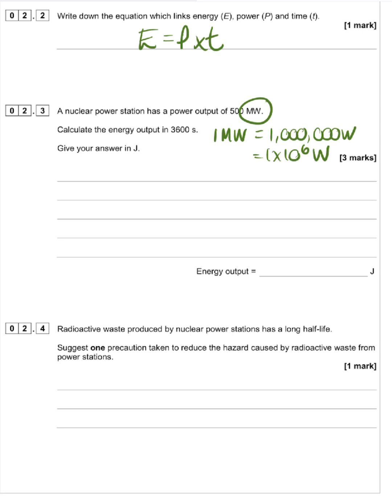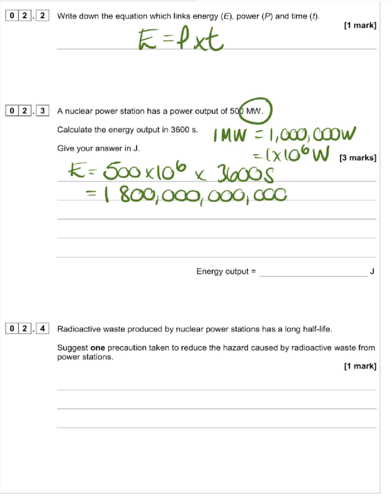So if we then plug those values in, the energy is a power of 500 times 10 to the 6 watts for a time of 3,600 seconds, and that gives us a value for energy of 1,800,000,000,000. Or if we put that in standard form instead, that is 1.8 times 10 to the 12 joules.